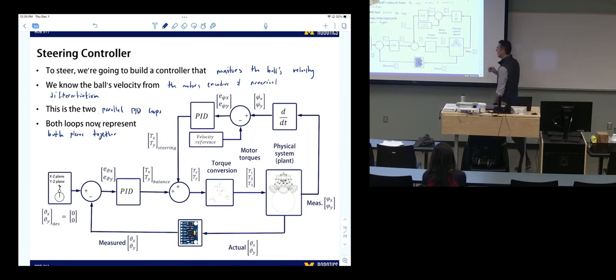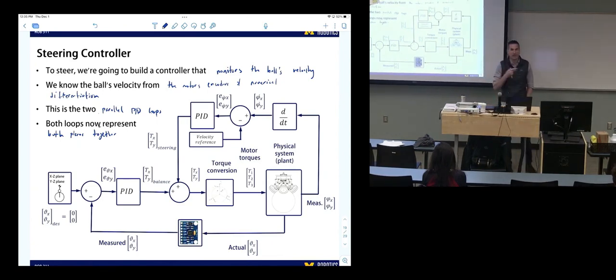So this is one PID loop. This is another PID loop. This reference is a balance controller. This reference stays at upright. Now we're looking at references in both planes, xz and yz, stay upright. Now we want to follow a velocity, so we should have a velocity reference.